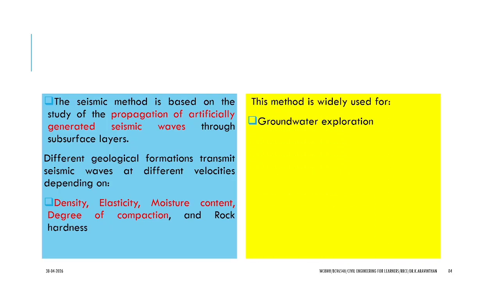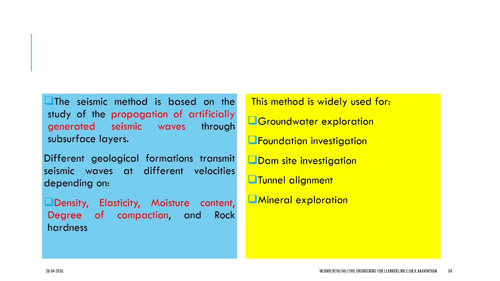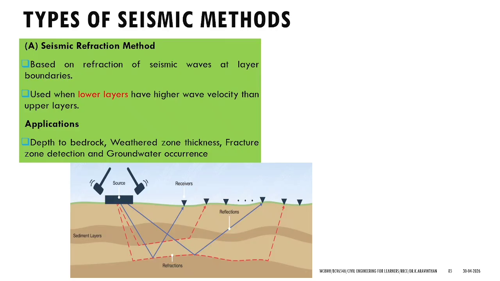This gives the understanding of groundwater exploration, but these are only used majorly for oils. So, where we take the mineral exploration, oils, tunnel alignment, dam site investigation, etc., these methods are widely used. Now, types of seismic method I have told, one is reflection method and another one is refraction method. We use seismic refraction method for lower layers.